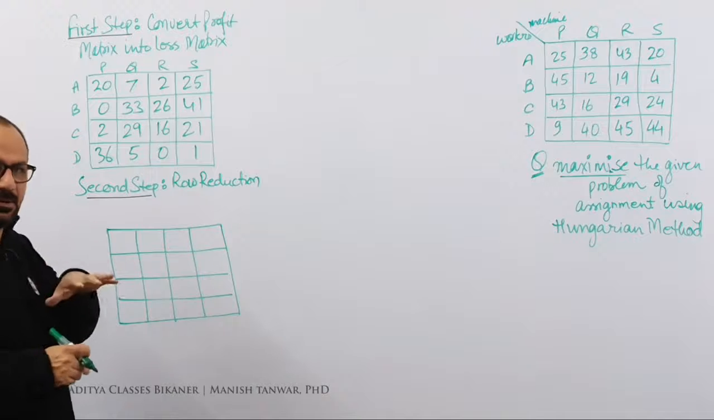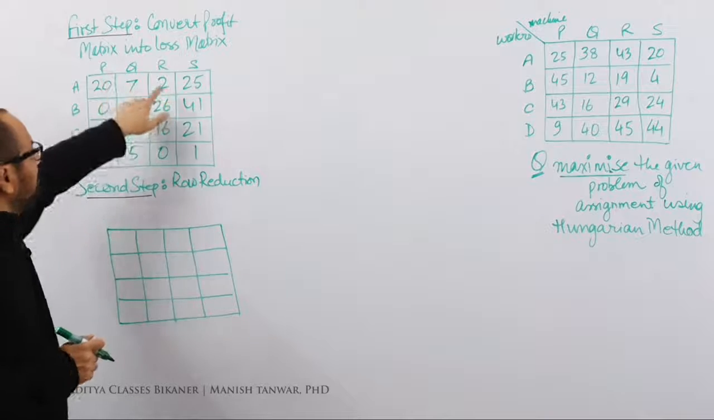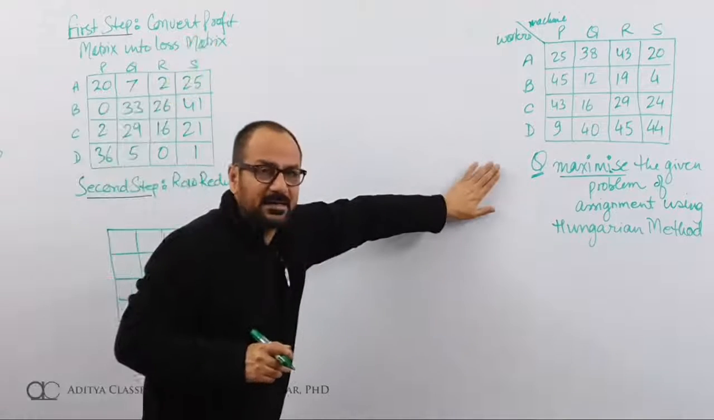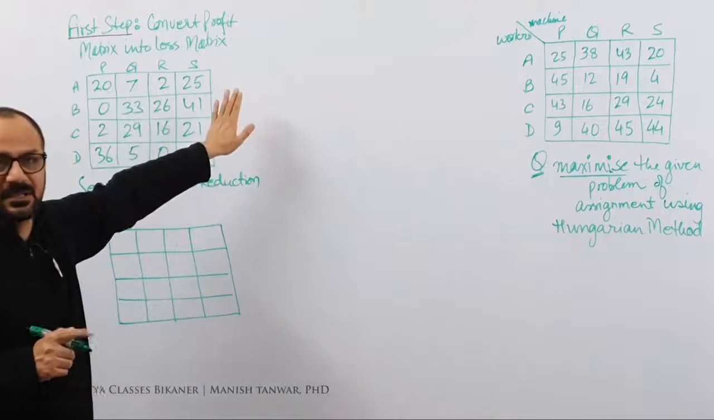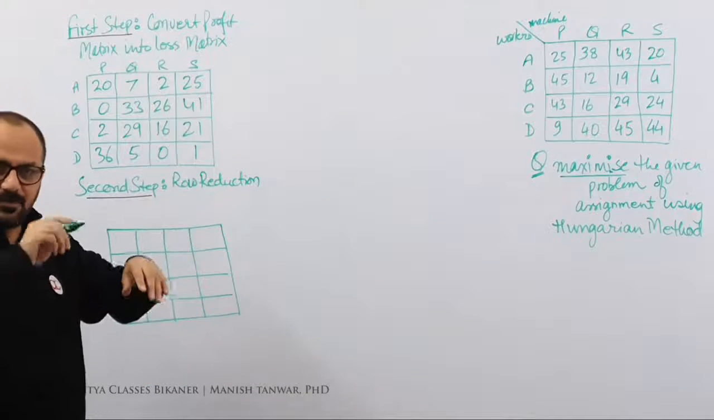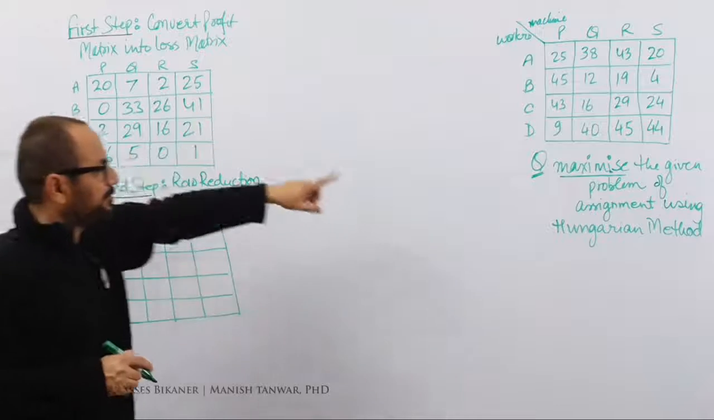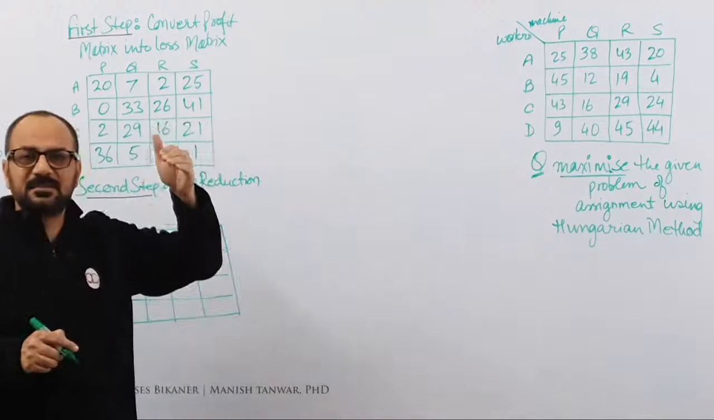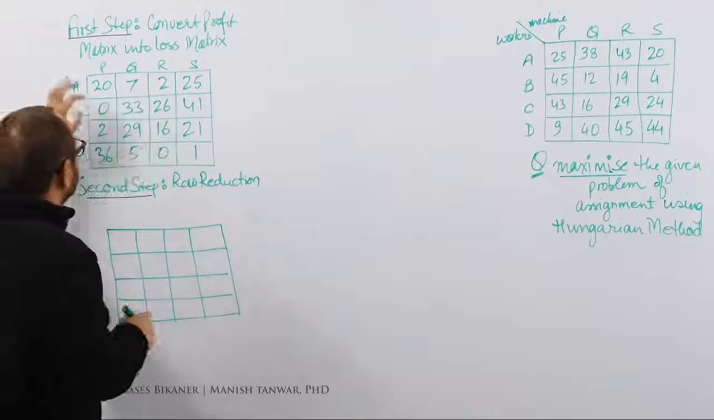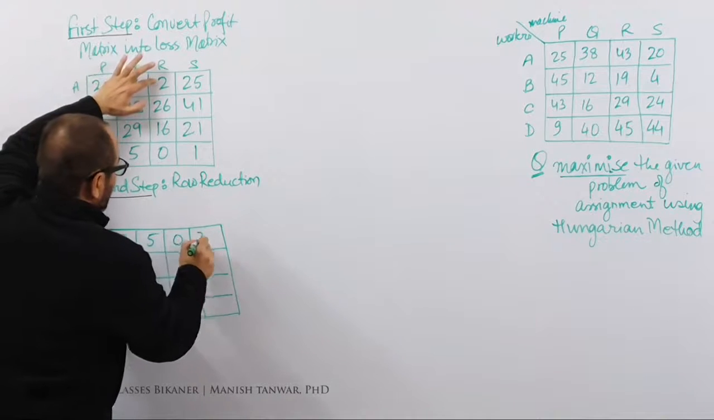Row reduction is subtracting the minimum from all values in each row. Minimum is 2, subtract it from all values. Remember, in converting a profit matrix into a loss matrix, we picked the maximum and subtracted all from it. But for row reduction and column reduction, we select the minimum and subtract it from all. So it will be 18, 5, 0 and 23.